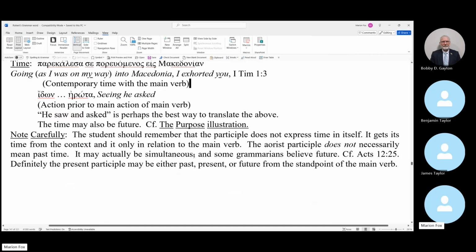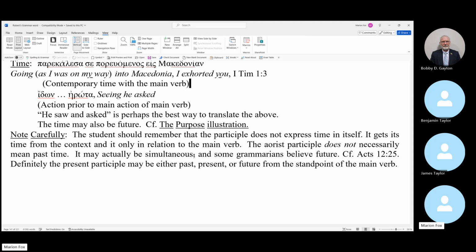All by itself, it doesn't express time, but it picks its time up from the context. The aorist participle does not necessarily mean past time. When I debated Mike Deaver, that was one of his points. He thought the aorist participle automatically expressed past time, and he was just dead wrong on it. There's a bunch of Greek grammarians that say it doesn't. So that's a mistake, looking at the aorist as if it's past.